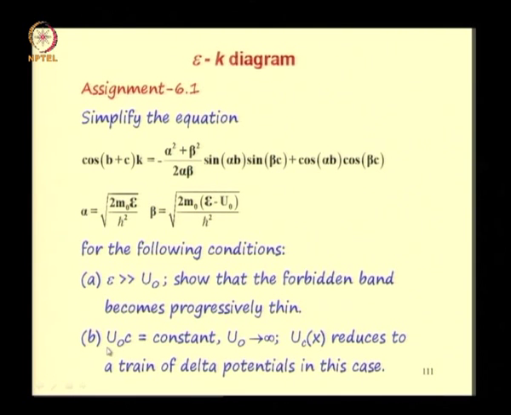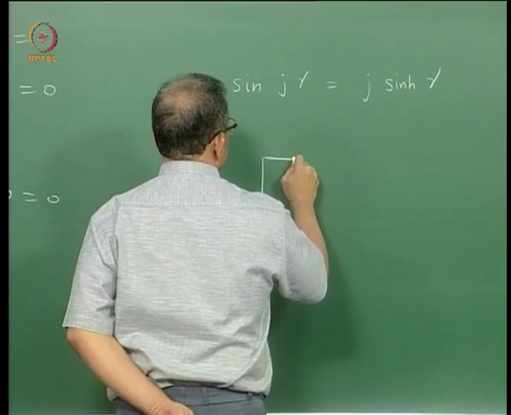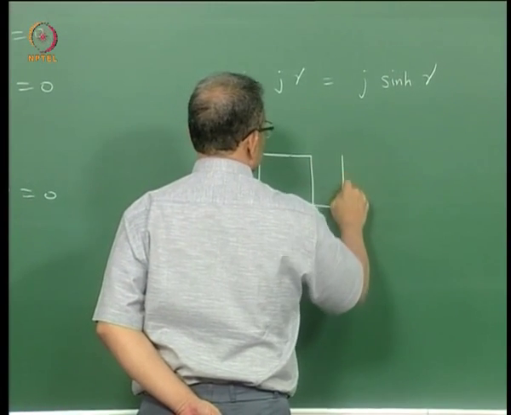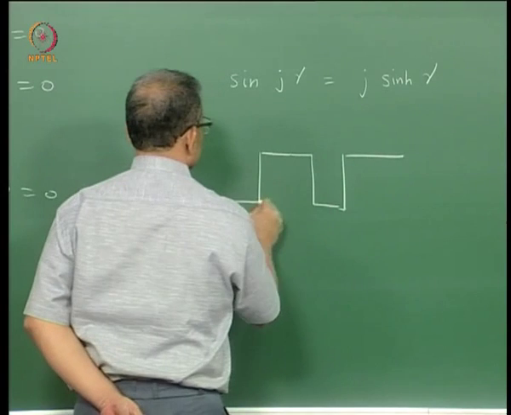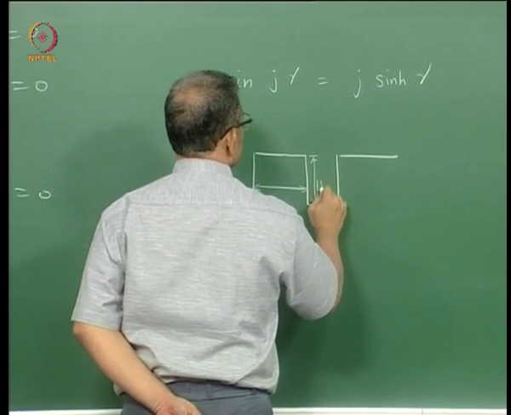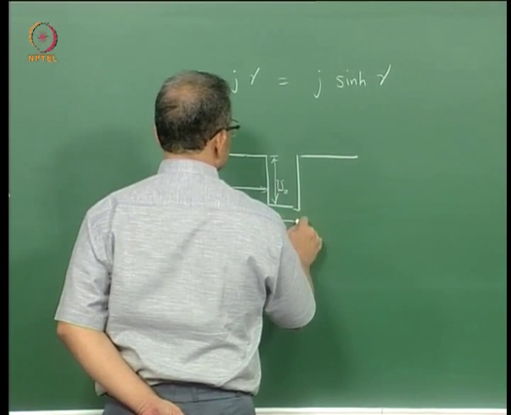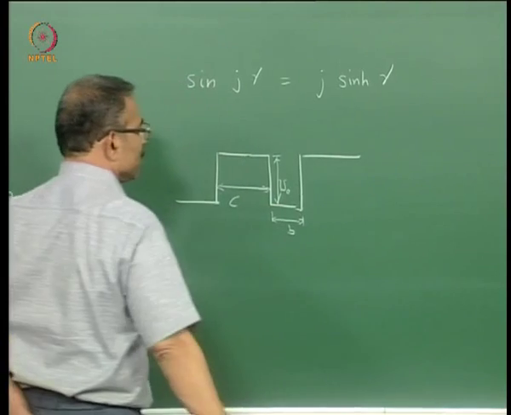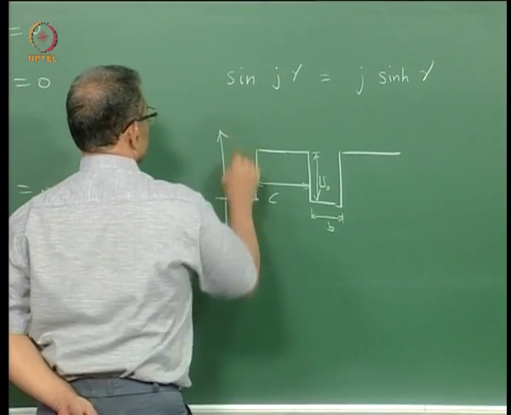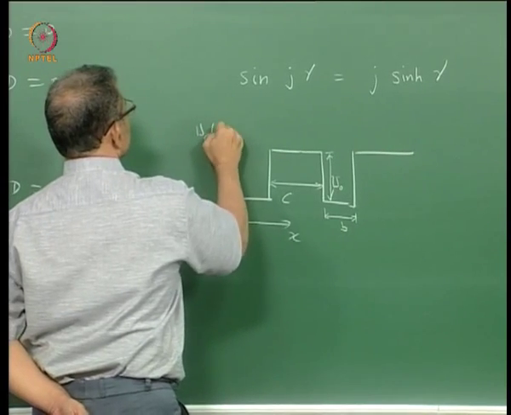Part B, assume u naught into c is a constant. So u naught into c, let me draw that potential distribution for you here. Now this distance is c and this height is u naught, and this distance is b. So this is your rectangular potential. This is x and this is U_c of x.